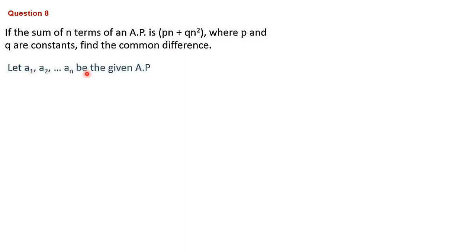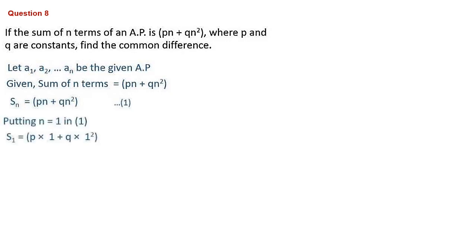So let the AP be A1, A2, etc., An, and the sum of n terms is given to us as Pn plus Qn square. As per our representation, sum of n terms means Sn. Sn is Pn plus Qn square, equation number 1. If you put n as 1, we will get S1, the sum of the first term. S1 is equal to P into 1 plus Q into 1 square, that is P plus Q.